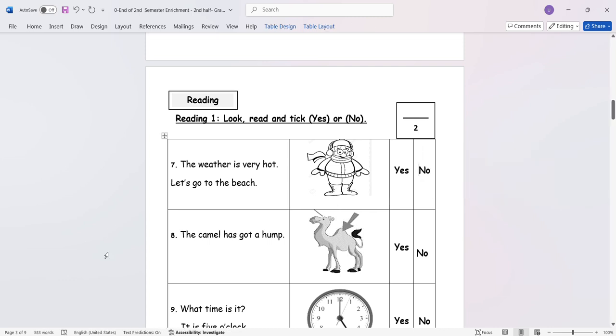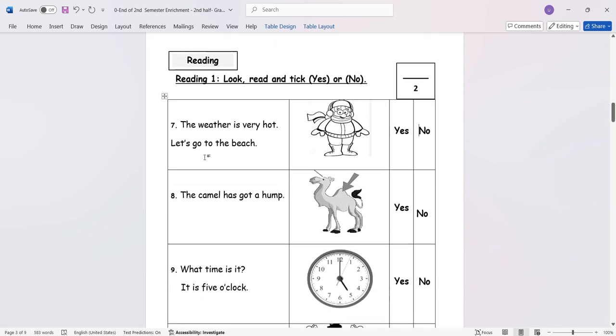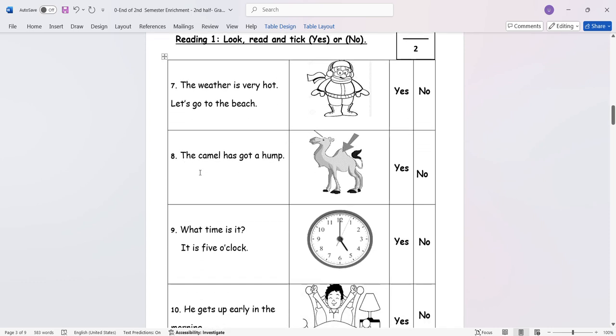Okay, now we move to picture number 8. The camel has got a hump. We look at the picture. Yeah, that's right. This camel has a hump. So we put a circle around yes.